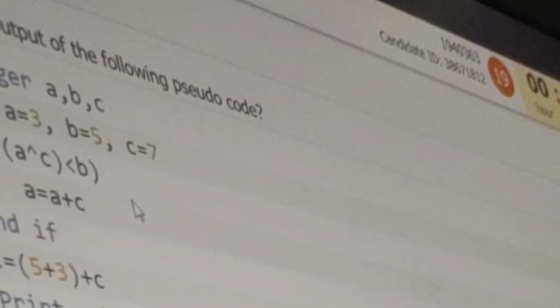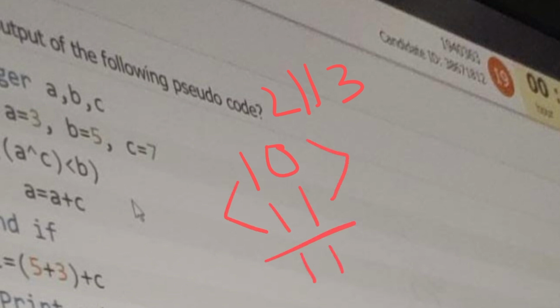If you are performing an OR operation between 2 and 3, then if any of the statements is true, the whole statement is true. If both statements are false, the whole statement is false. So 2 means 10 and 3 means 11. Here both are true, so it is true. Here only one is true, so it is still true. In an OR operation, only one statement needs to be true for the whole statement to be true. I hope you understood.